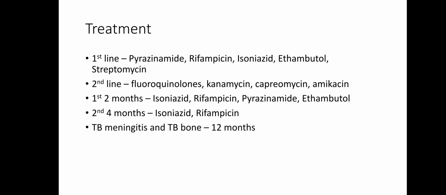The first 2 months we use isoniazid, rifampicin, pyrazinamide, and ethambutol. And then the second 4 months we use 2 drugs, isoniazid and rifampicin. So it's a 6-month regimen. However, in case of TB meningitis and TB that's affecting the bone, we extend it to 12 months.